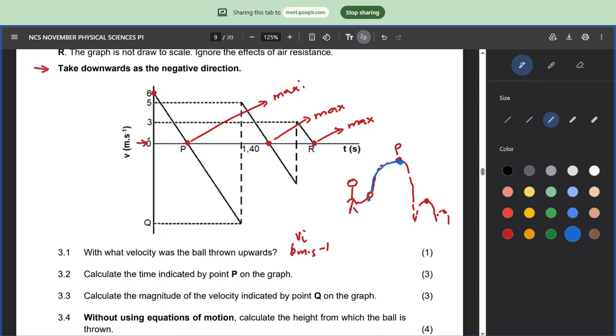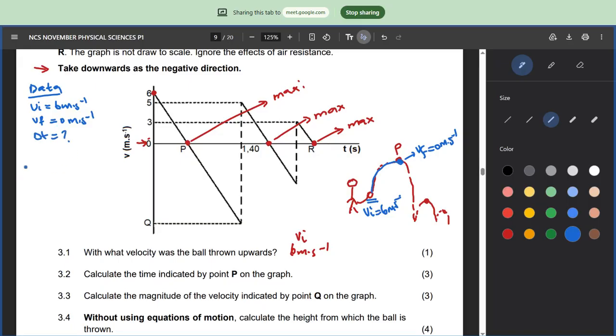Now, at this point, the V initial is 6 meters per second. And at this point, the final velocity is 0 because it's at max. That's the final velocity. If you understand that part, everything is easy. So you're going to say you have data. We know that it starts with the V initial of 6 meters per second, and then the V final of 0 meters per second at point P. So we are looking for delta T.